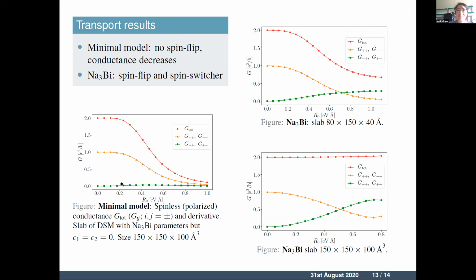As I was saying, the results for the minimal model are here. As already predicted by the analytic calculation, the effect in the minimal model is trivial, and the conductance decreases, but no spin flip arises. On the other hand, in sodium bismuthide, the spin flip is allowed by the momentum-dependent rotation. Therefore, for high field, the spin flip conductance becomes dominant with respect to the direct polarized one, as you can see here for this range of fields.